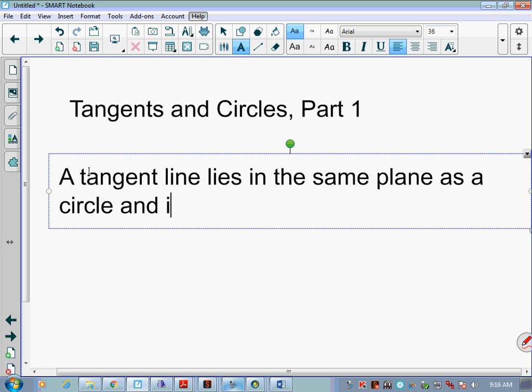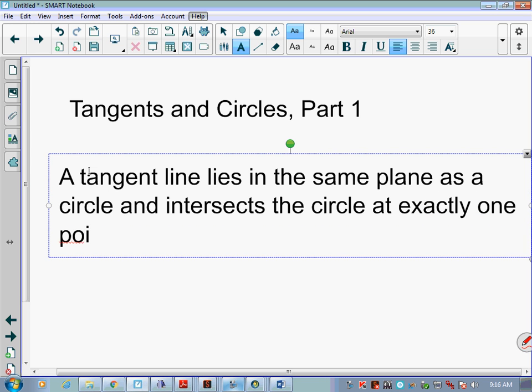A tangent line lies in the same plane as a circle and intersects the circle at exactly one point. A radius of a circle drawn to a point of tangency means that this tangent line has a fixed angle. And I'm getting some of that written up here.